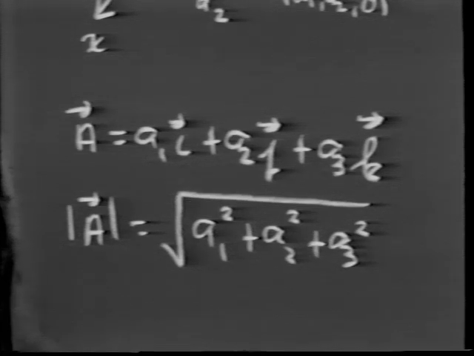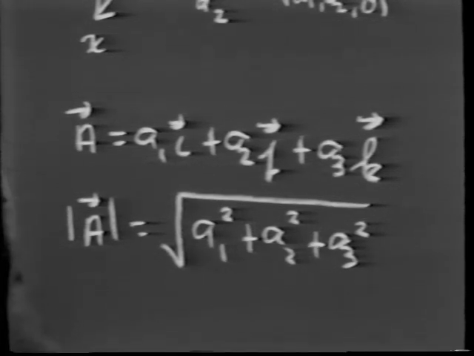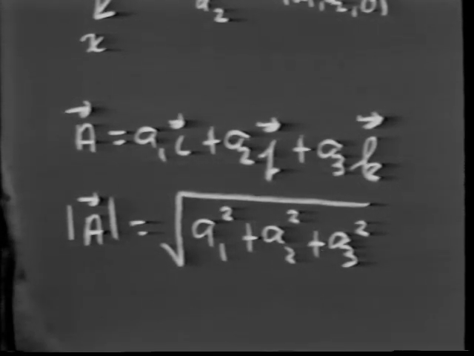In other words, in Cartesian coordinates, to find the magnitude of a vector, you need only take the positive square root of the sum of the squares of the components. It's the regular distance formula, the Pythagorean theorem.